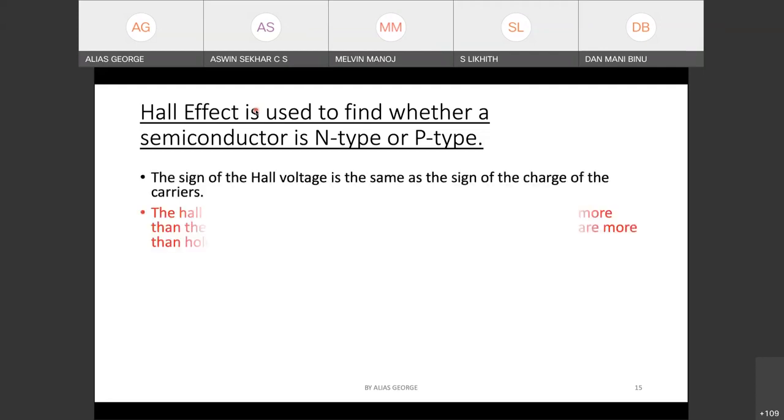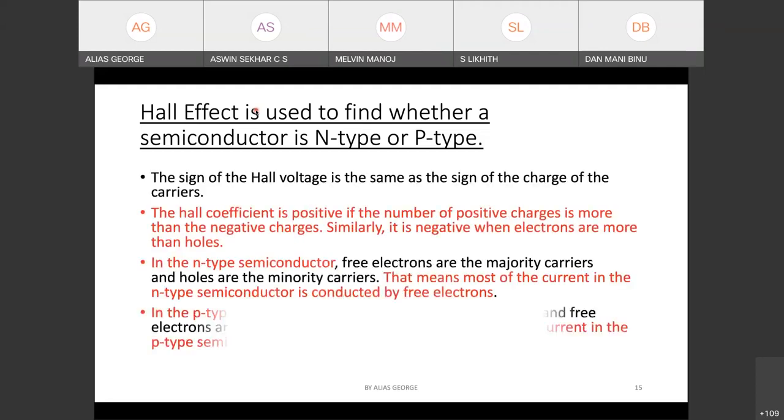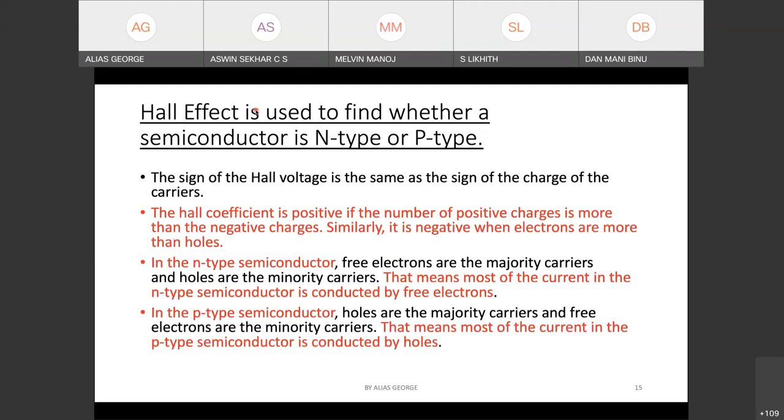Okay, so you read this. This is what I have written for the case here. Conductor: I described the conductor in detail. In a conductor, there will be only negative charge carriers, so they will be pushed down and the Hall voltage is negative. Is that clear?